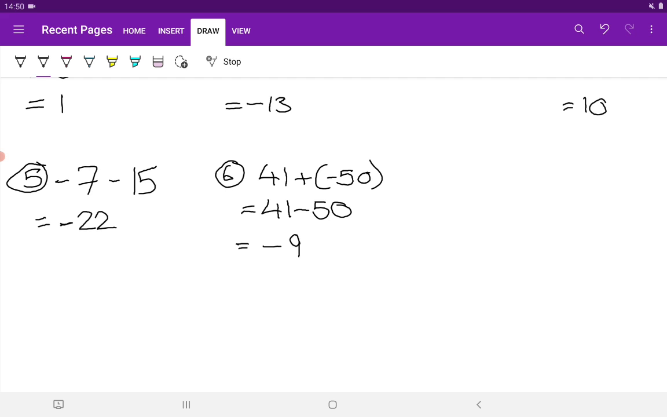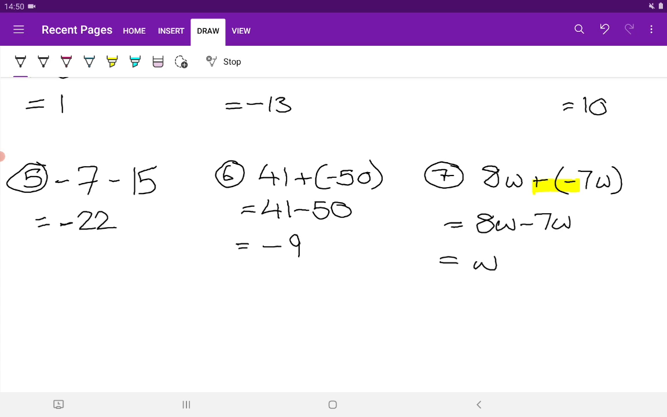The one thing it does also do that we've maybe not really looked at a huge amount is it does a few algebraic things. So, for example, if we look at example 7 here, it does things like 8w plus minus 7w. Okay, now just treat that in the exact same way. First of all, that plus and a minus right beside each other are going to be a minus. So we're going to have 8w take away 7w, and then 8w take away 7w would just be 1w or w. So don't let the fact that it's an algebraic term make it any more difficult for you, okay, because it's not.